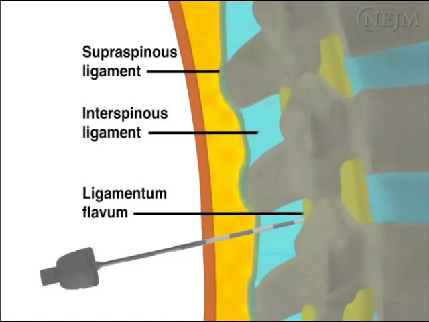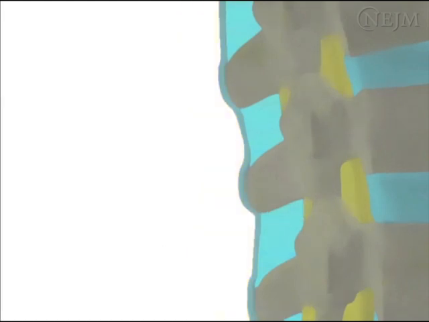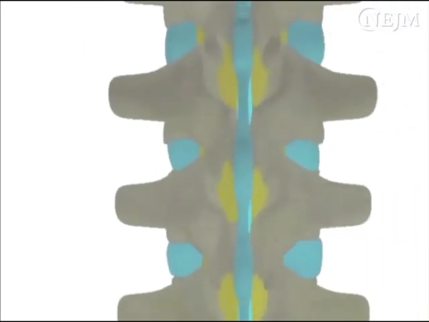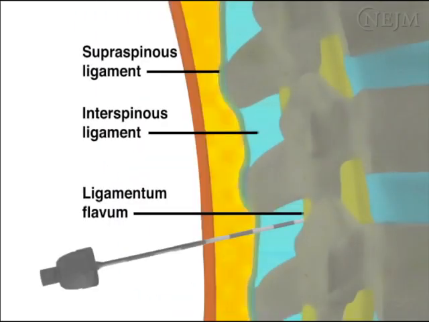The ligaments provide resistance to the advancing needle and are dense enough to hold the needle in position even after the needle is released. The ligamentum flavum is the last layer of connective tissue that you will encounter before the needle enters the epidural space.